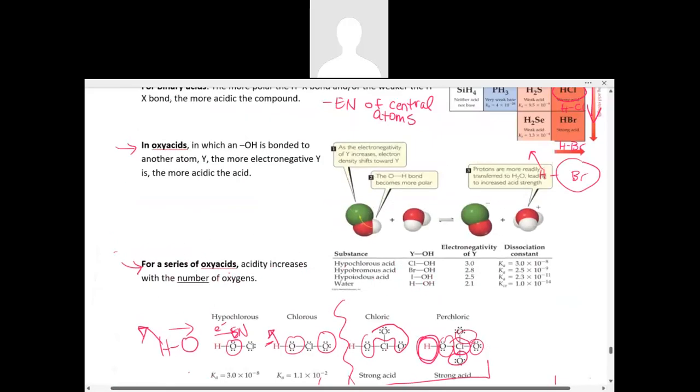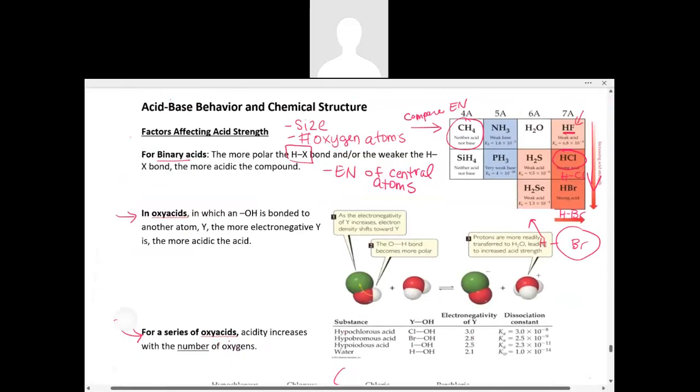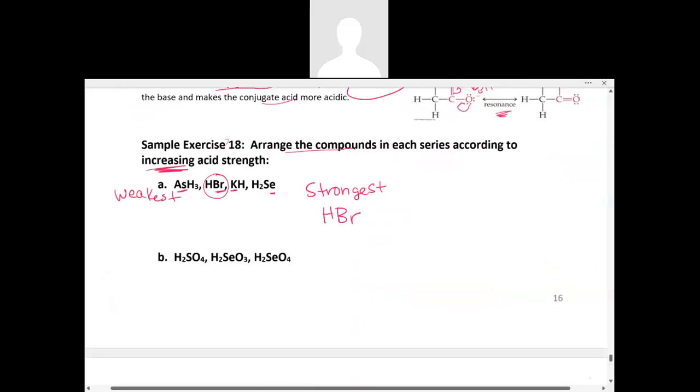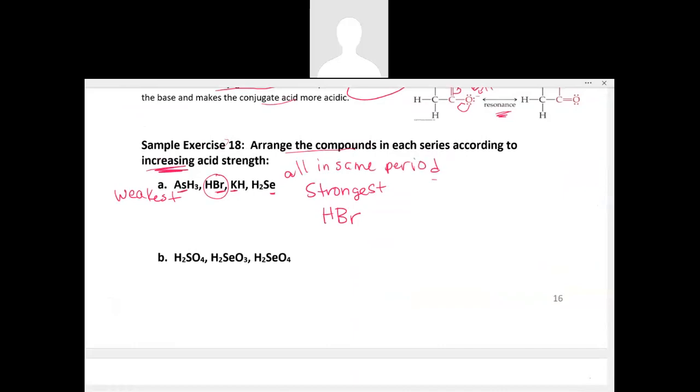The mini periodic table up here only has a limited amount of atoms, but the remainder of this row here, we have potassium, we have As there as well. So in this row, all 4 of our other elements besides hydrogen are listed. Since these are all in the same period, we're going to compare them by electronegativity. We know bromine is the most, selenium is next in line. Then I have my AsH3 acid there, and then the weakest acid is this potassium.